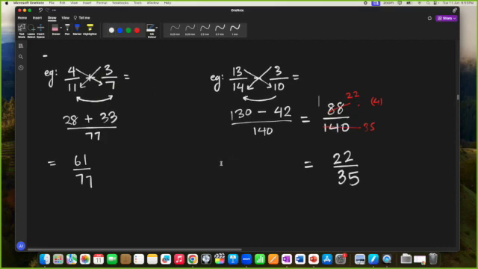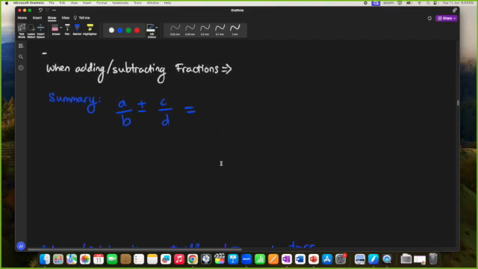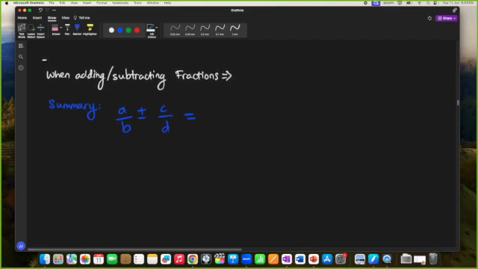This is the same method we use for the addition and subtraction of fractions. Here is a summary: if I have a fraction a over b plus or minus c over d, what do you do? You multiply your denominators, so you will have b times d is bd. Remember, multiplication glues numbers together. We can write it as one number, bd, right?